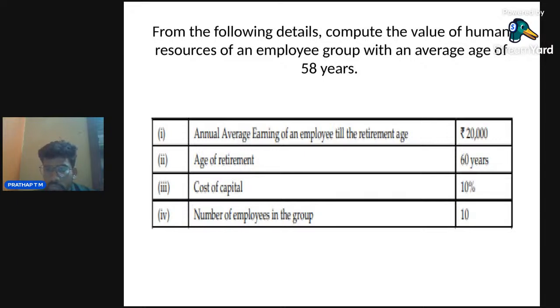Add this. The value becomes 6,26,411, you can make it a round figure. So if you look at your question, how many employees are working in your company? 500, right? So 6,26,411 into 500 employees. So the total value becomes this much. I don't know exactly what the value is.